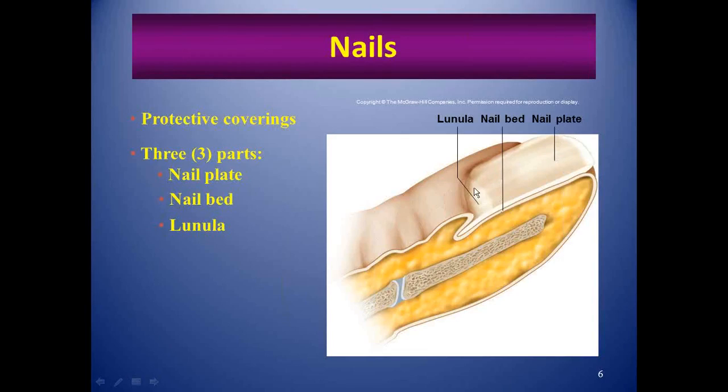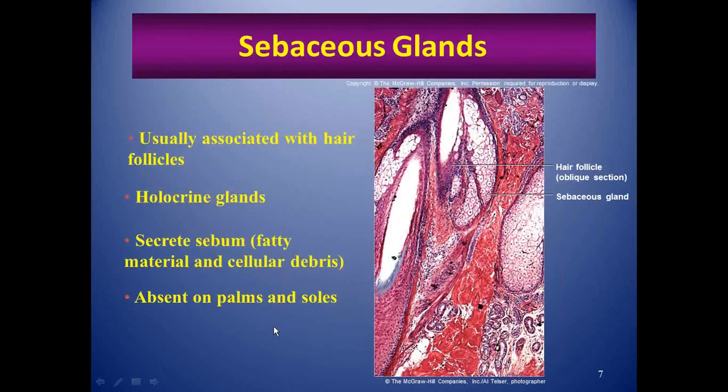And above the cuticle area, we have this structure called the lunula. It's called that because it looks moon-like. So those are actual protective coverings for the tips of the fingers. Here's some of the glands, the sebaceous glands. When we talk about those, a lot of times we're considering those around hair.